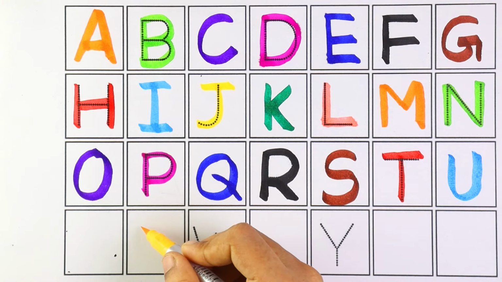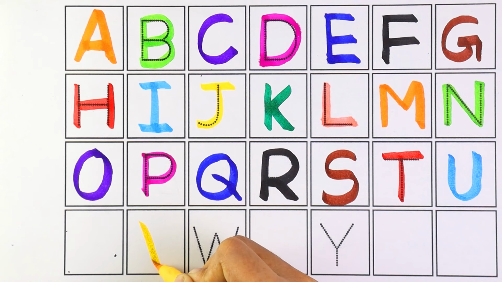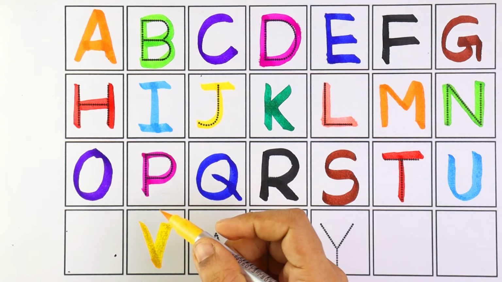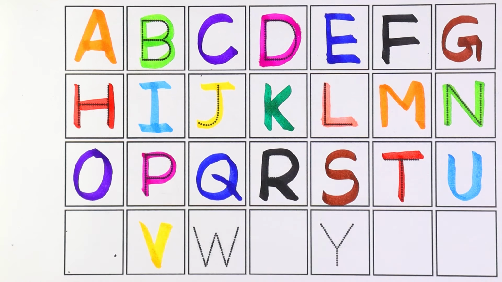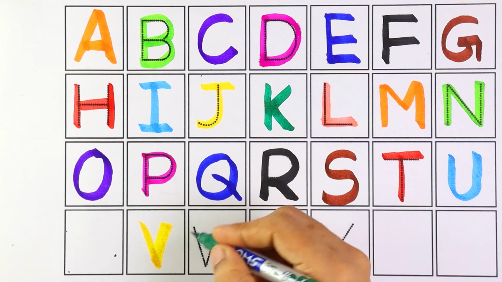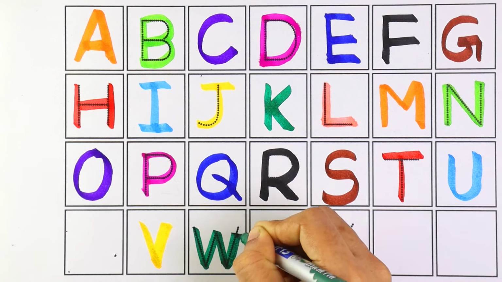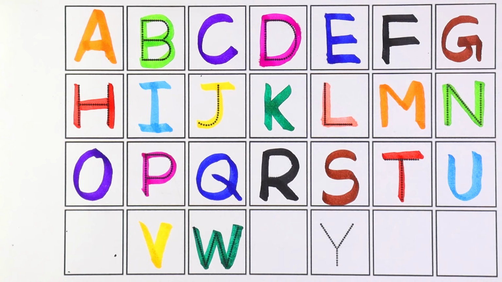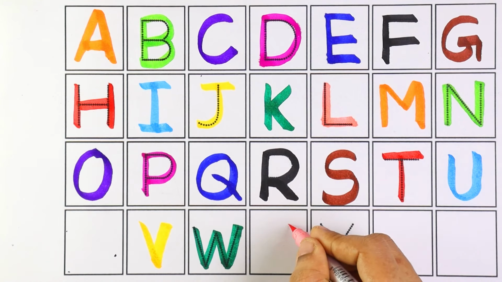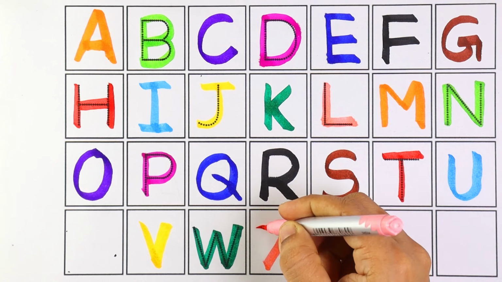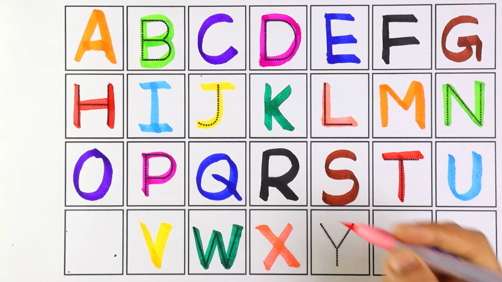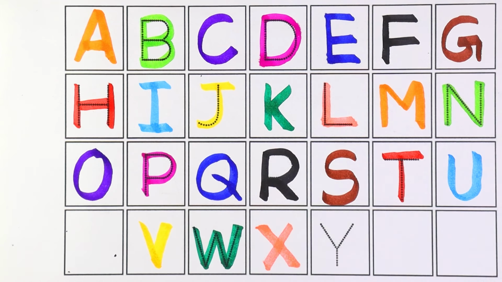Yellow color. Letter V. V for violin. V for van. Green color. Letter W. W for wolf. W for water. Light pink color. Letter X. X for xylophone. X for x-ray.